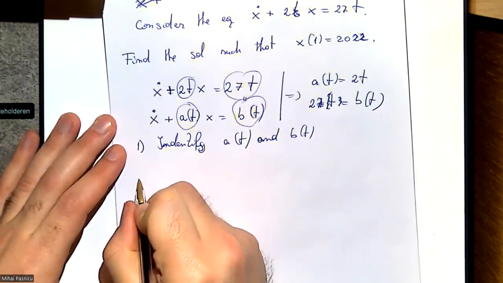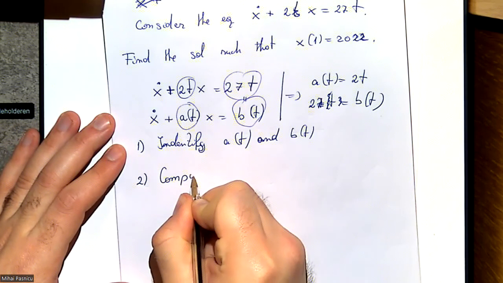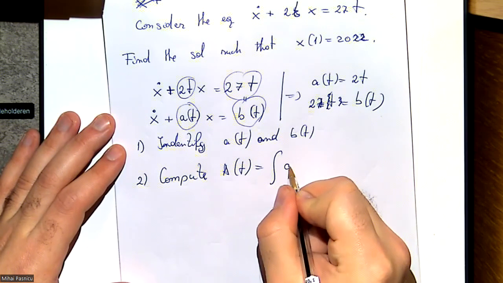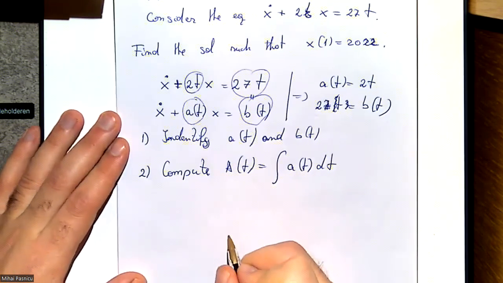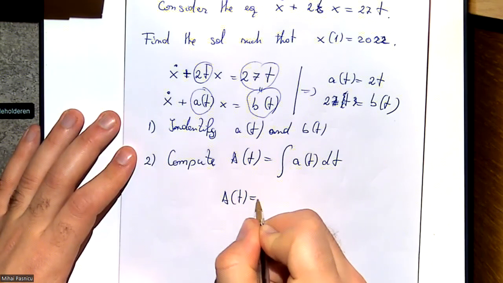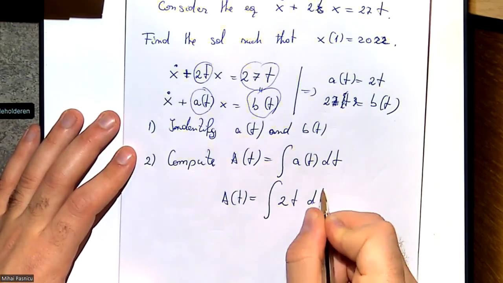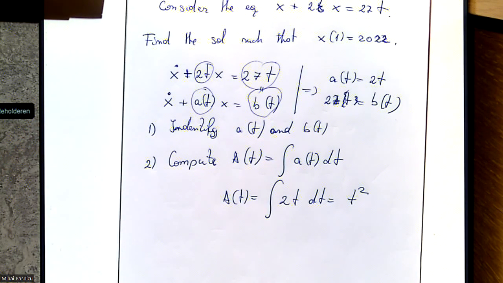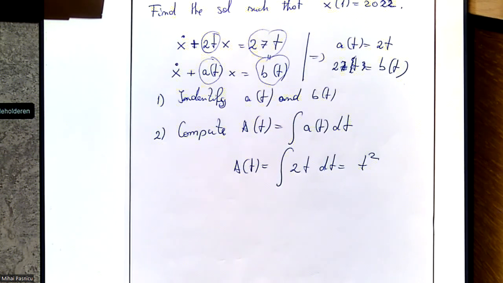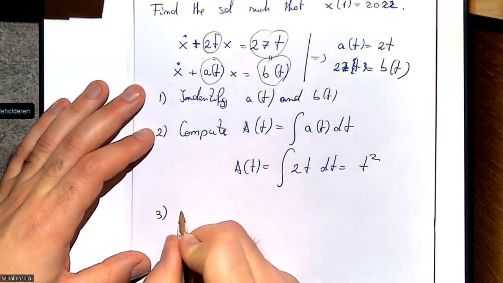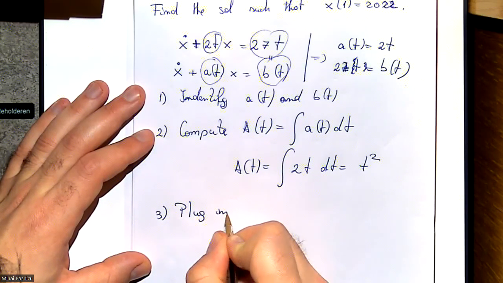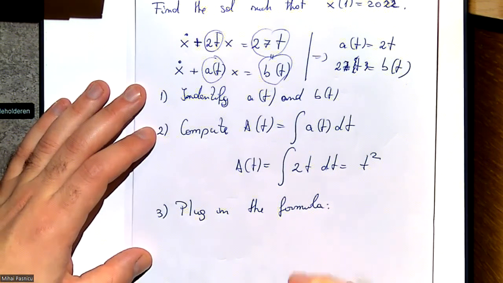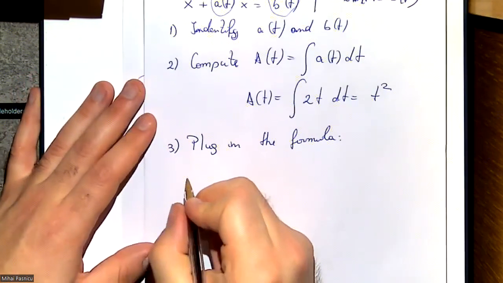Good. What's next? Compute capital A of t, which is again the integral of small a of t dt. Capital A of t is going to be the integral of 2t dt, t squared. No constant. We specifically said no constant because there's no point in putting another constant. Cool. Once you've done this, plug in the formula. What was the formula?